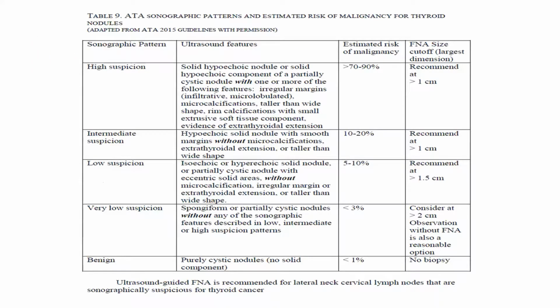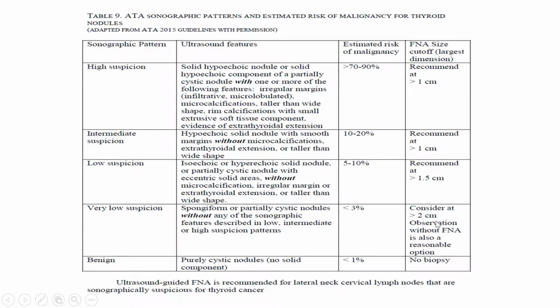So these are the high risk or suspicious features on ultrasound, with the estimated risk of malignancy, and the FNA size cutoff is also mentioned here. Again, they are from the American Thyroid Association. You can see that if there are high suspicious or intermediate suspicious features, then the recommended size for FNAC is more than 1 centimeter. But if there are low suspicious features, then the FNA cutoff is more than 2 centimeter.